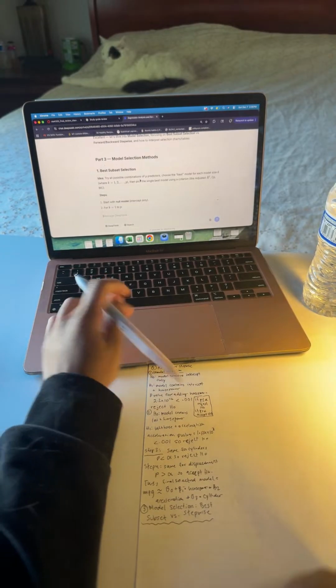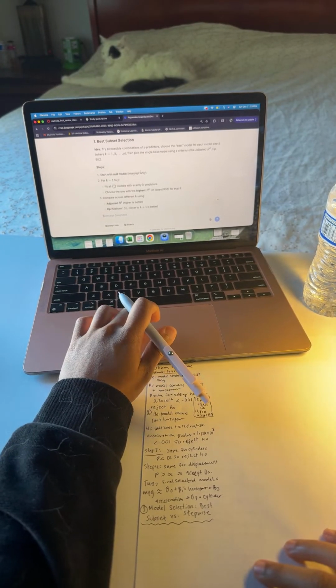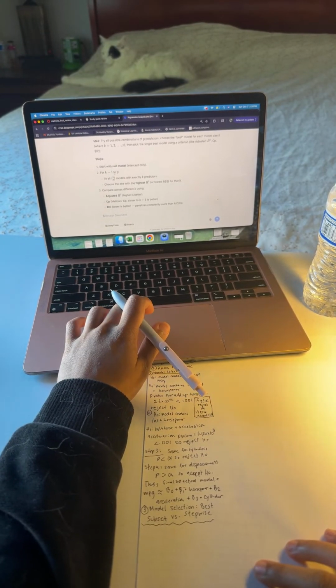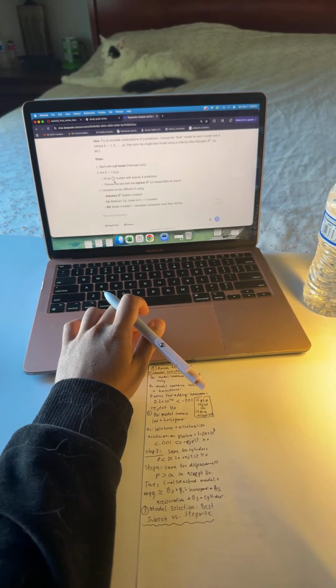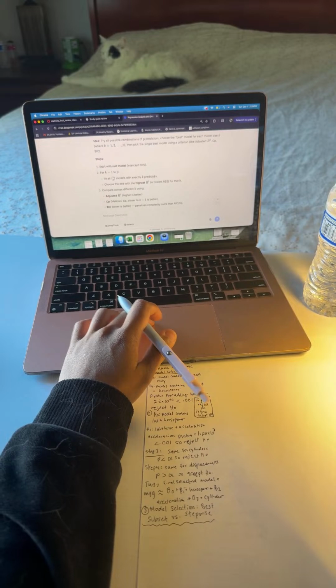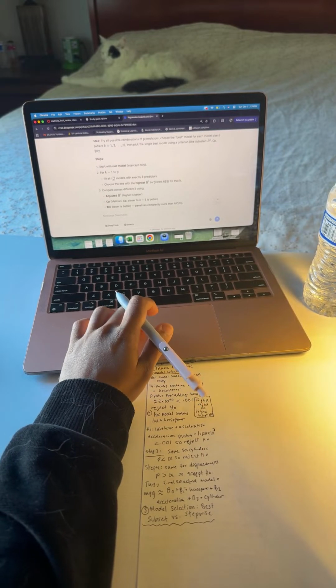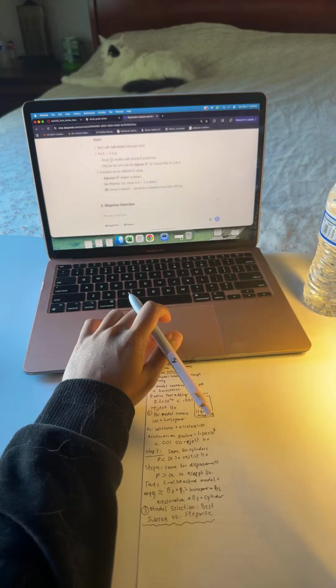Alright, so start with the null model, intercept only. For k equals 1 to p predictors, take all p choose k models with exactly k predictors, choose the one with the highest R squared or lowest RSS for that k.